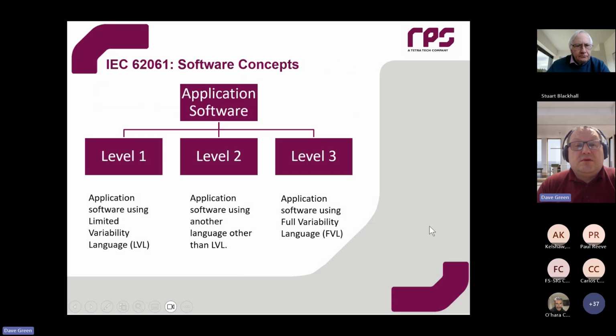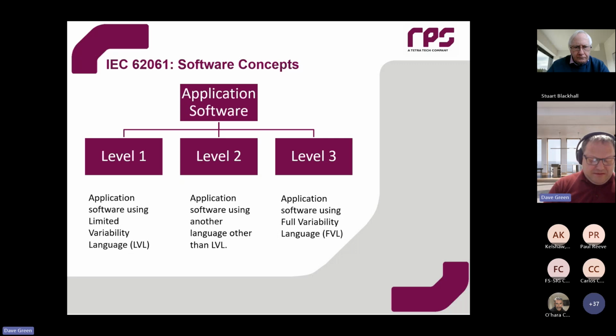Right, so this is one change on software concepts. The V model's gone in 62061. They've now brought in different levels of application software. They're trying to move away from just software, but talk about application software. So level 1 is application software using limited variability language, LVL, things like ladder logic, function blocks, etc. That can be used up to SIL3.